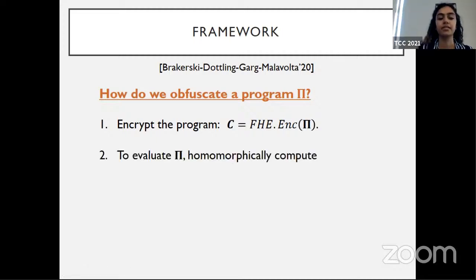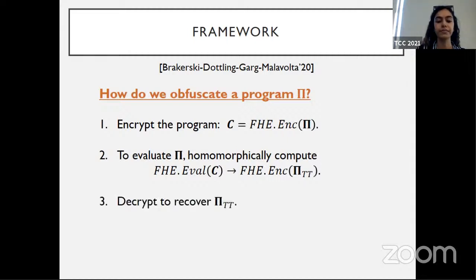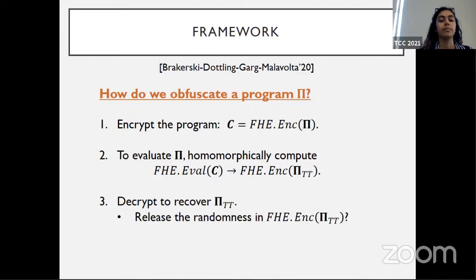Then to retrieve the truth table of the program, we'll homomorphically compute, basically using FHE evaluation on the ciphertext, evaluating the function f, which takes some program and evaluates the program on all possible inputs and outputs its truth table. Lastly, we'll just decrypt to recover the truth table of the function. How do we do this?